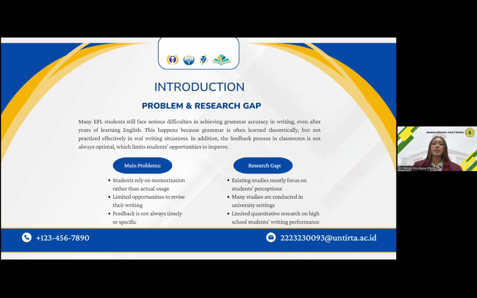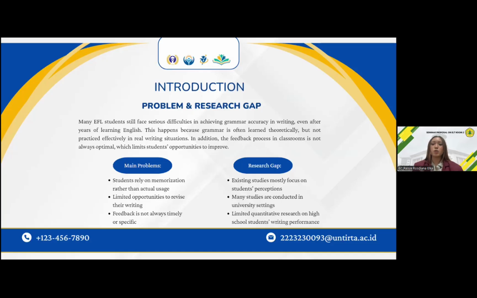Based on the background, there are several important problems. Even though students have learned English for many years, their grammar accuracy in writing is still low. One of the main reasons is that grammar is often taught as theory, not practiced in real writing situations. This means students may understand grammar rules, but they cannot apply them when writing. Some main problems are that students rely on memorization instead of real usage. They do not have enough opportunities to revise their writing, and feedback from teachers is sometimes too general or not clear, and as a result, students repeat the same mistakes again and again.